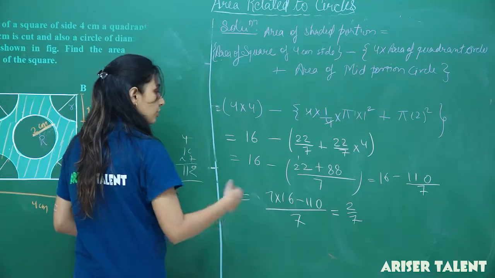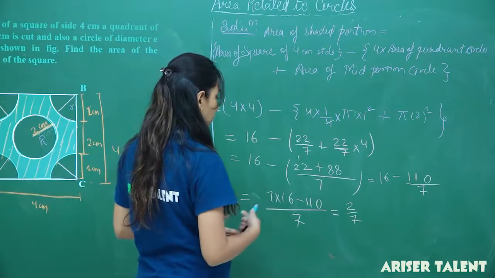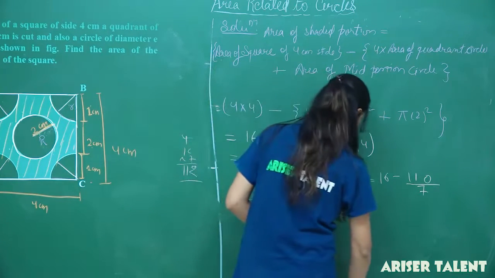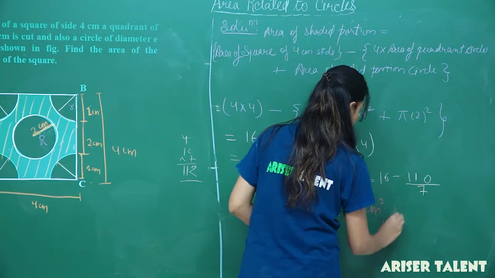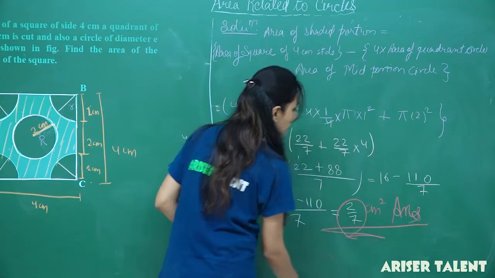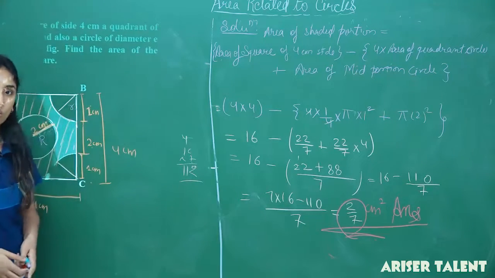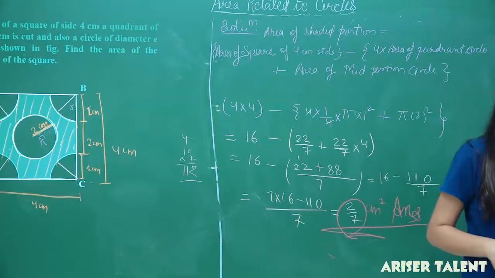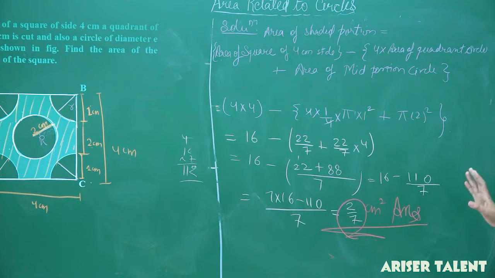Okay, students. If it is 2 by 7, then it will be the answer of our question, in centimeter square. So, this is our answer for this question. Okay, students, so note this. Hoping that you have noted it down.